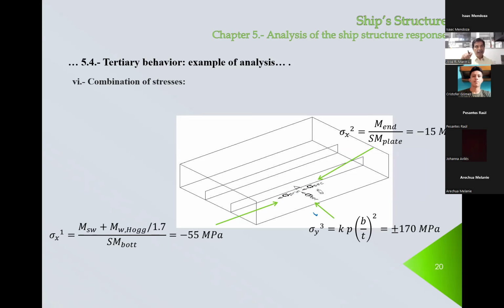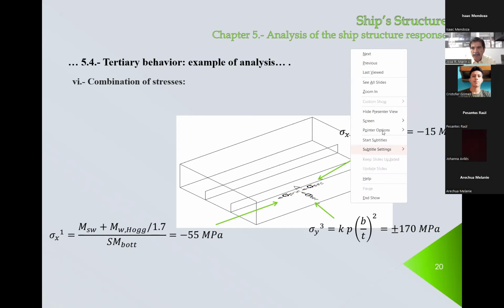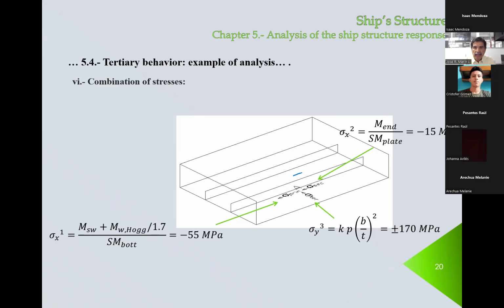Okay, so calculate also, and then compare. Calculate the von Mises equivalent stress and compare in each one of the points, and check if that makes some sense or not. Okay, so here, I'm sorry, I should have included the directions. This is X, this is Y, and this is Z.